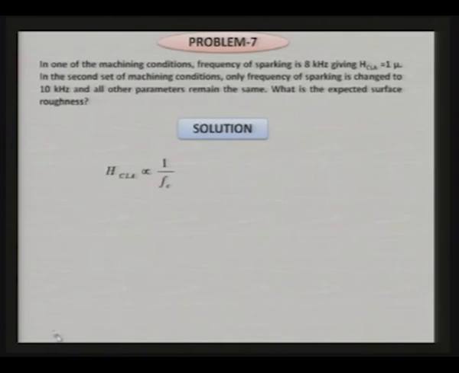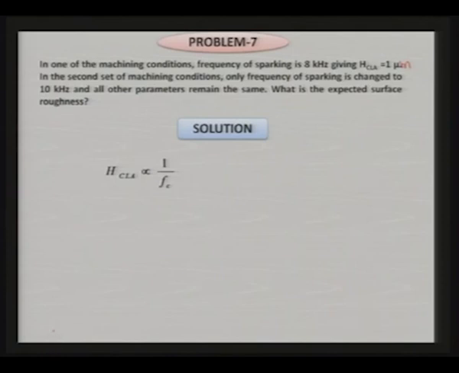Now, the next problem. In one of the machining conditions, the frequency of sparking is 8 kilohertz, giving an HCLA, center line average, value Ra of 1 micrometer. In the second set of machining conditions, only the frequency of sparking is changed from 8 kilohertz to 10 kilohertz and all other parameters remain the same. What is the expected surface roughness value?